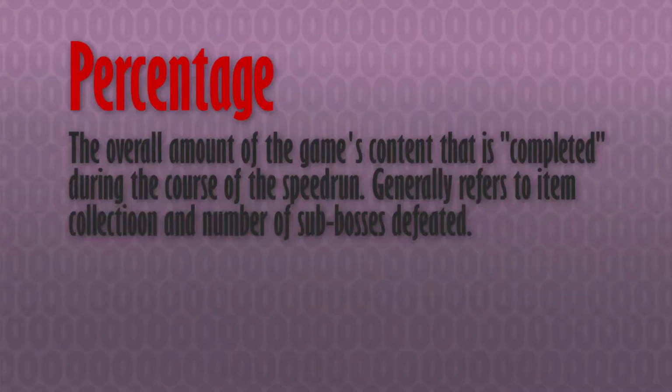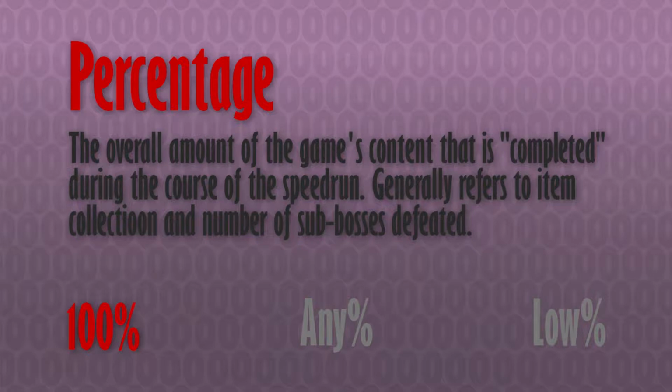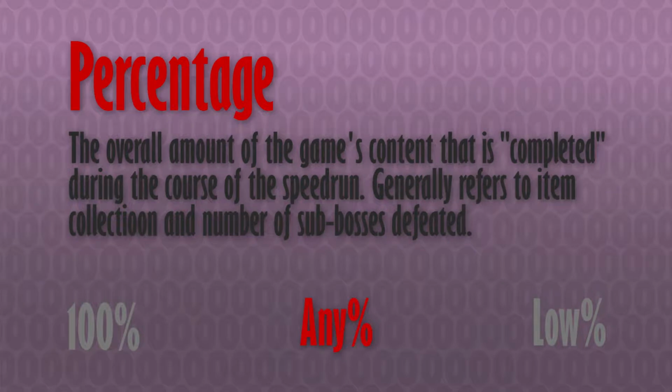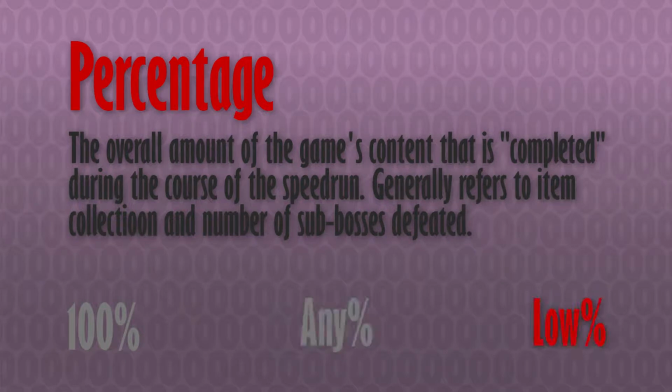Percentage refers to the completionist aspect of a game. Generally speaking, you'll hear a game run referred to as a 100% run, or an any percent run, or maybe a low percent run. What this implies is that the player will be attempting to either not only complete the run, but also collect every collectible in the game in a 100% run, collect the optimum number of collectibles to complete the game as quickly as possible in any percent, or avoid collecting any items that aren't absolutely essential to the game in the low percent run.